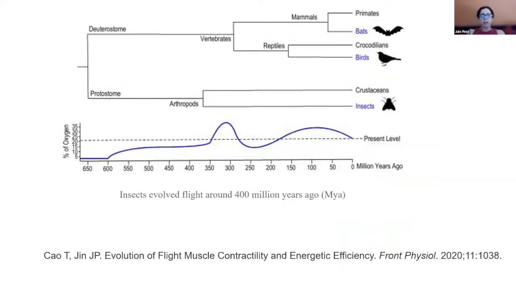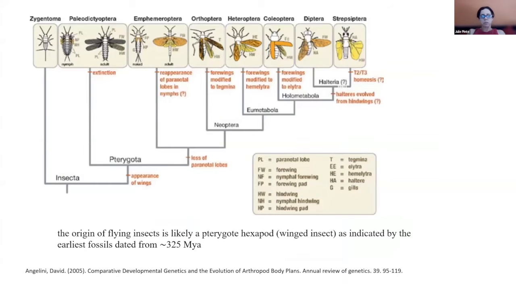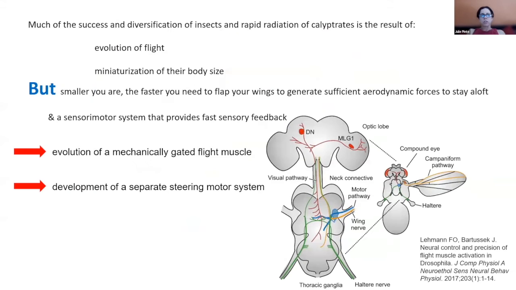So we know that insects evolved flight around 400 million years ago, and this is supported by fossil evidence. For example, the winged hexapod, which was from approximately 325 years ago. So much of the success and diversification of insects, and including the rapid radiation of calyptrates, is a result of the evolution of flight, but also the miniaturization of the body size.